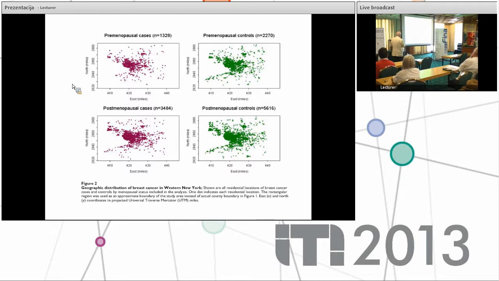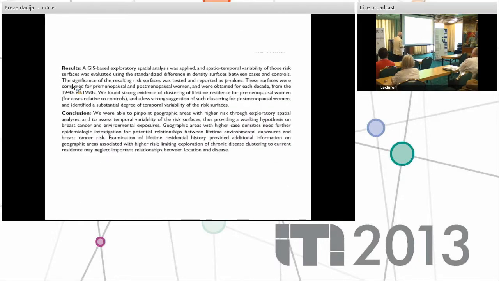This is premenopausal cases, right? And this is the controls. And this is all of the addresses over that time period, right? Over the many decades, right? And then he did a statistical analysis, which I'll explain.